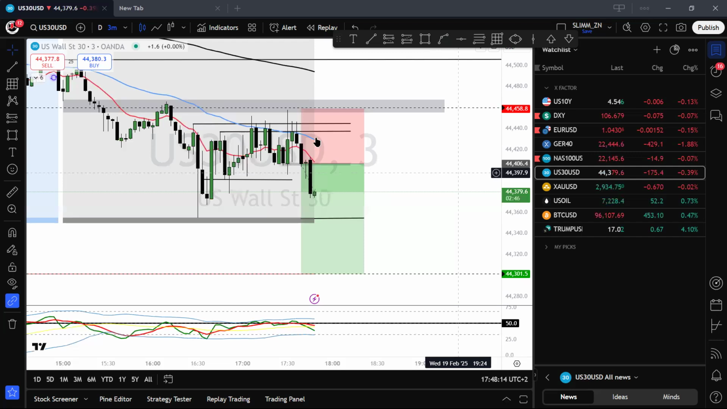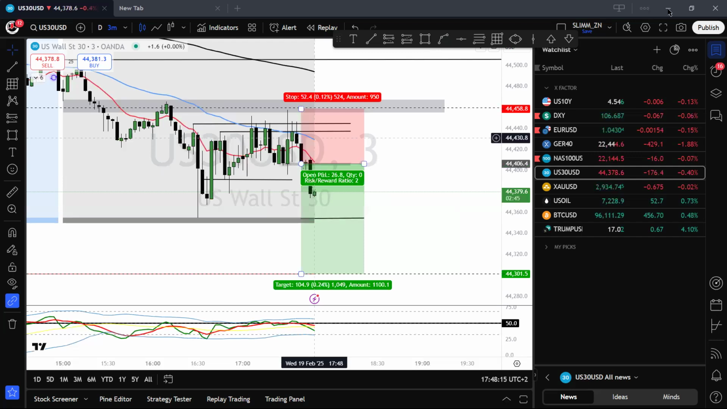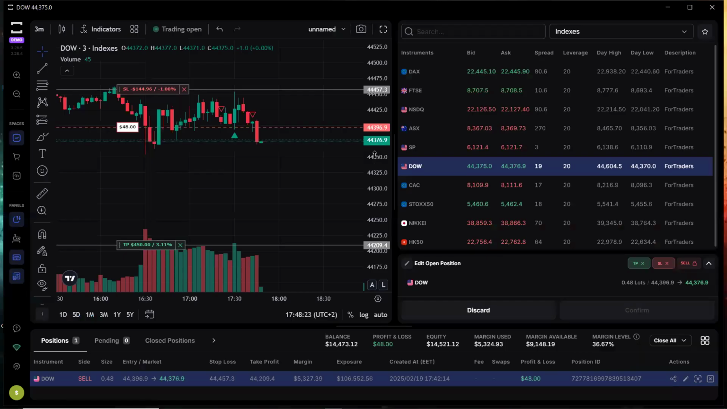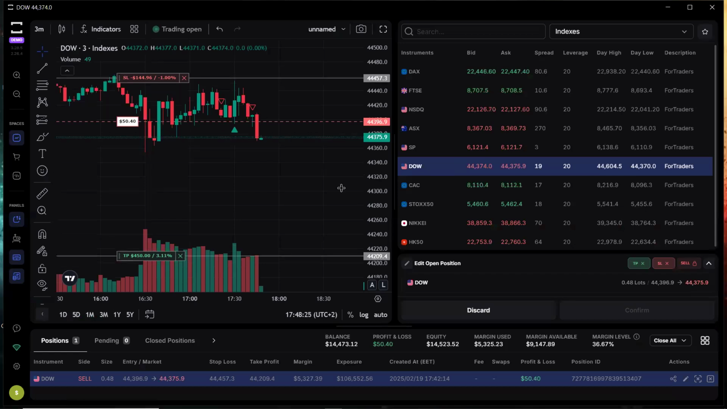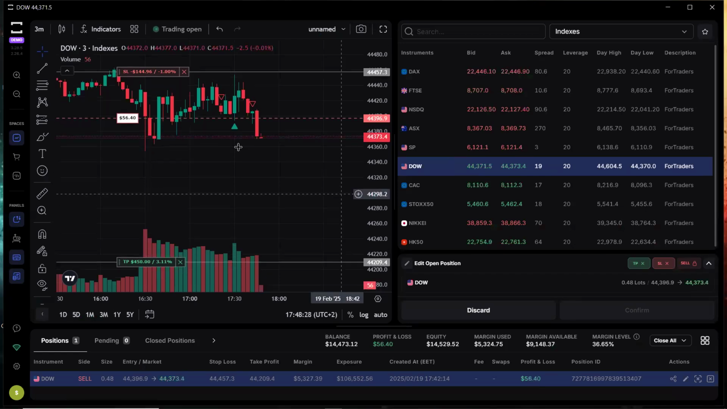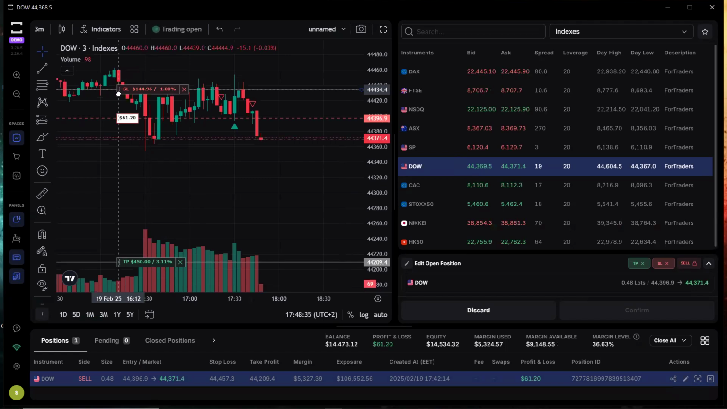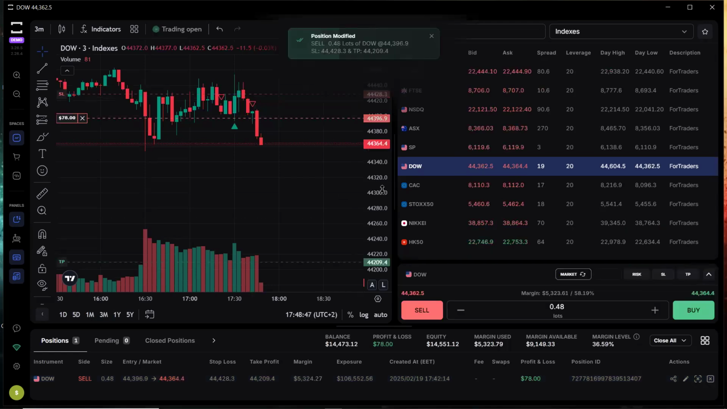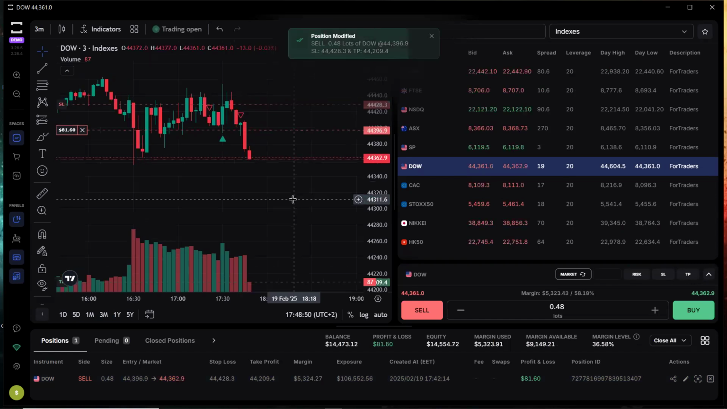I think at this point, I'll actually move my risk to half what I was risking, because I do not want to end with a full loss. So here my risk was 150. I'm going to put it on 75. You can see it right here. It's now on 75. Then I'm going to confirm. So my stop loss, my risk is now half what I was initially risking.